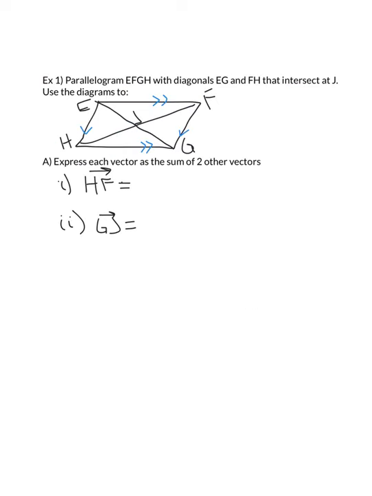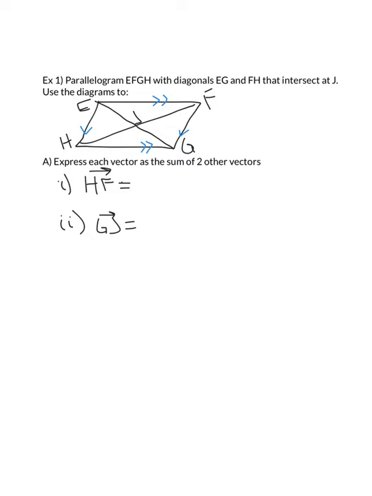So in this example, I'm giving you parallelogram EFGH with diagonals EG and FH that intersect at point J. So just quickly, I know you've done some of these, I'm just going to do another one. I want you to express each vector as the sum of two other vectors. There's a lot of different answers here, so if you think about one that's not what I'm writing here, it might work as well. I'm not going to write all of them.